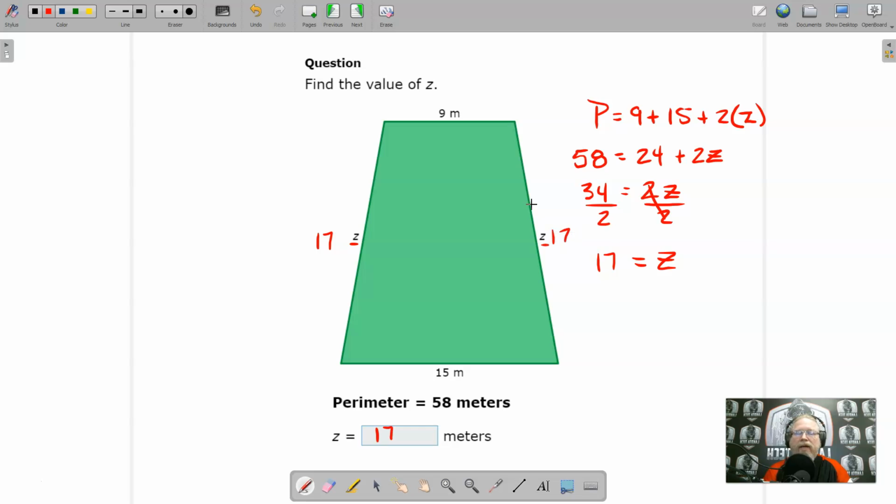Now we could actually go and check our answer. We could do 9 plus 17 plus 15 plus 17, and indeed that gives me 58. So if I add all the sides together, I would get 58 again, so I know I have the correct answer of 17.